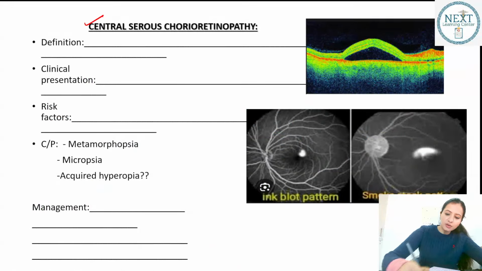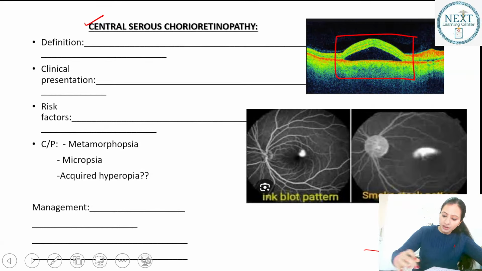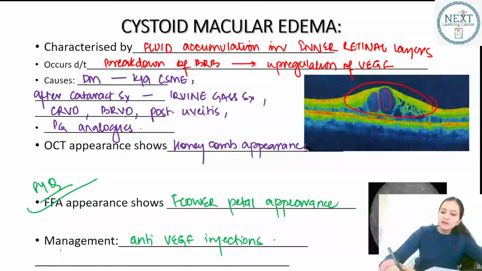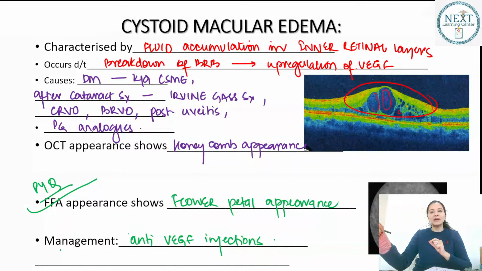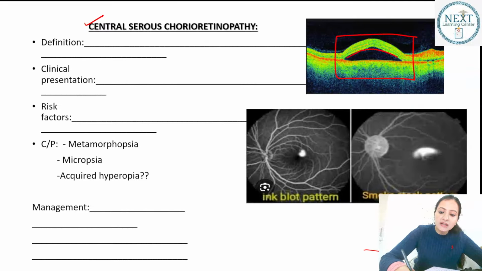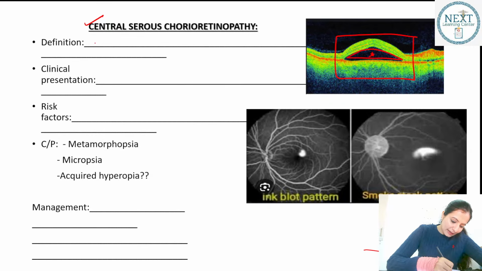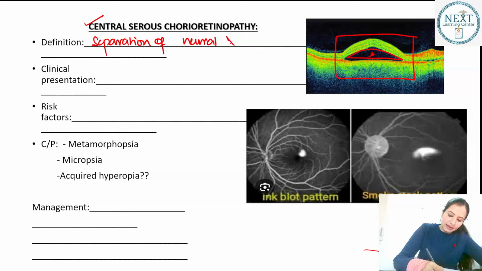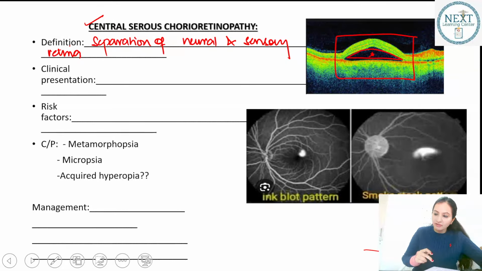Then CSR, you see anything like this in OCT. Look here, this is multiple cystic fluid, multiple fluid filled spaces. Okay, this is a well circumscribed dome shaped elevation. You call this as CSR. So it is characterized by separation of neural and sensory retina. Clinical presentation, very important. Right, anti-VEGF drugs are ranibizumab, bevacizumab and pegaptanib sodium.